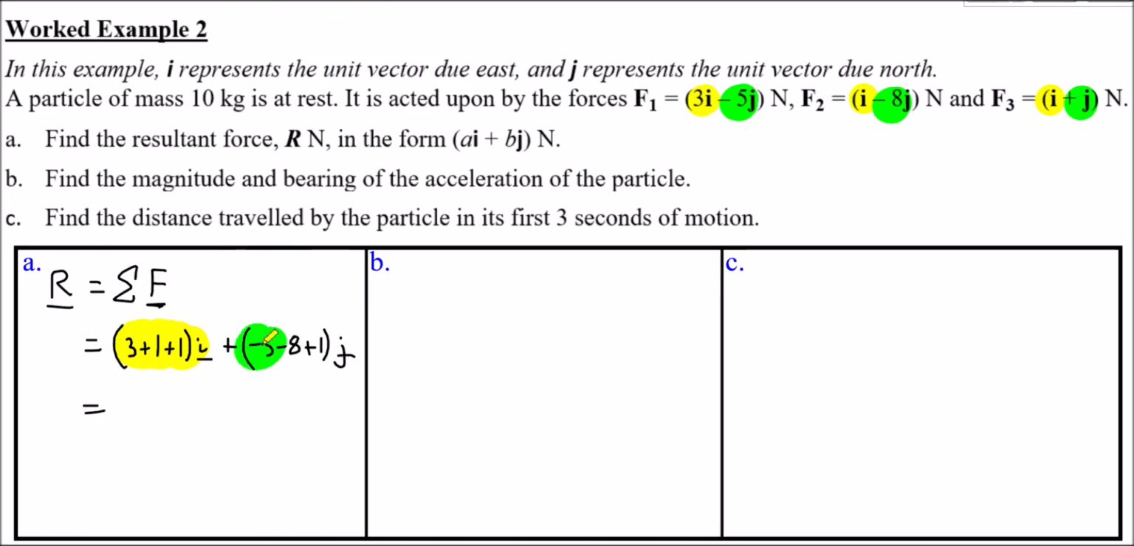So if we just simplify the i and j components, which is fairly straightforward, we see that the i component here is 3 plus 1 plus 1, which is 5. So we have 5i. Then here for the j, minus 5 minus 8 is minus 13. Minus 13 plus 1 is minus 12. So I have 5i minus 12j.